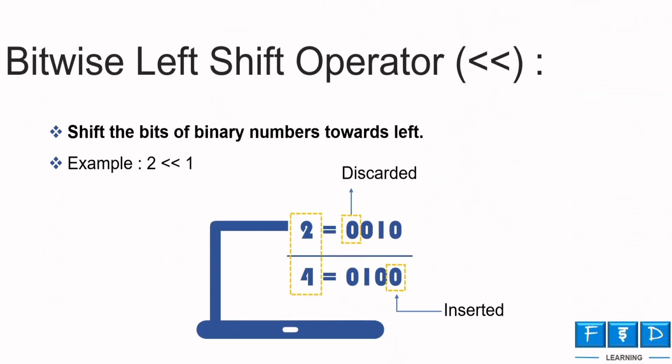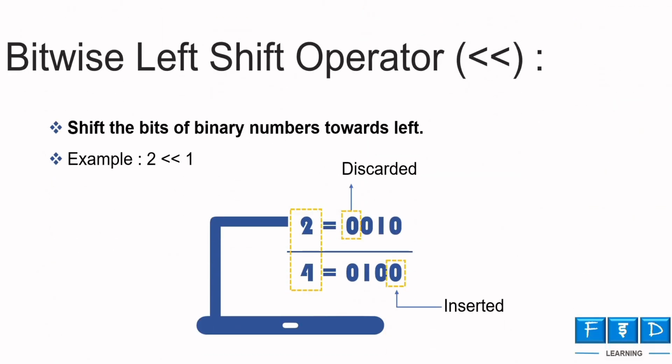Okay, so the next operator is the bitwise left shift operator, and it is represented with this symbol, like two less than operators. This left shift operator is used to shift the bits of binary numbers towards the left. And how does it work? In this example, this is the left operand and this is the right operand. The left operand is a number whose bits are being shifted, and the right operand is the number of positions to shift the bits to the left.